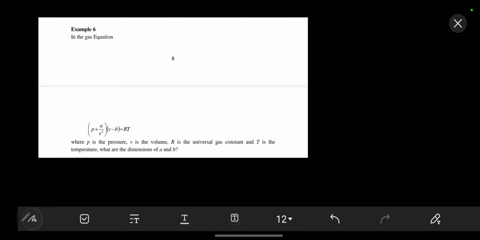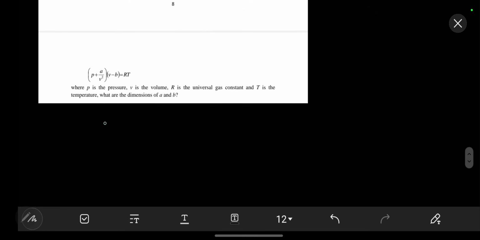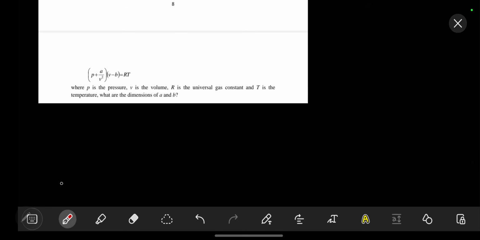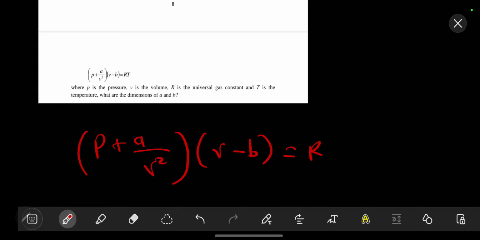So our next question is saying that in the gas equation, this one, where P is the pressure, V is the volume, R is the universal gas constant, and T is the temperature, what are the dimensions of A and P? So firstly, we have our equation which is P plus A over V squared, then V minus B, which should be equal to RT.